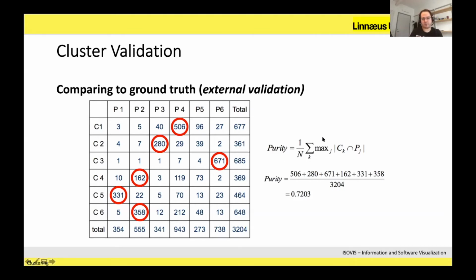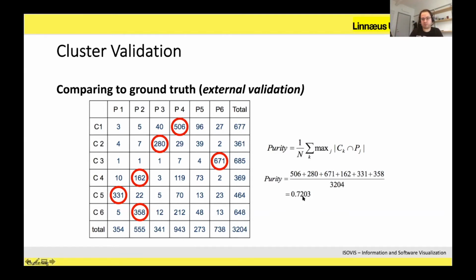And this is how you compute purity. You take these values like 506, 286, 7, and so on, sum them and divide by n, the total number of points, and you get something like 0.72. The perfect case would be if every cluster was connected to each class one by one, with no point shared with any other class. Then you would get 100%. In this case, you get 0.72, which is 72% purity.